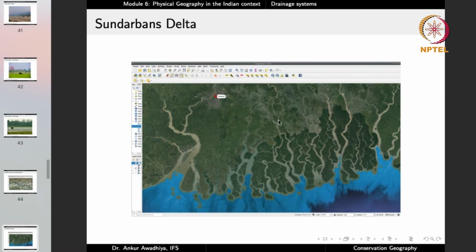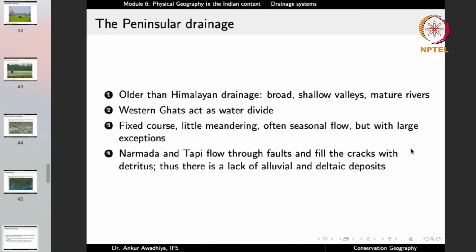And when these rivers reach the oceans, they reach the seas, they deposit a large amount of sediments here as well. So this is the Sundarbans Delta, where the waters of rivers Ganga, Yamuna, Brahmaputra, they all move together, and they deposit the large amounts of sediments that they have been carrying. So this is a common feature of the Himalayan drainage.